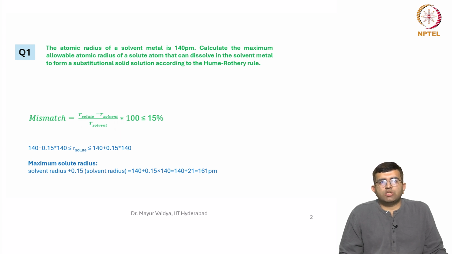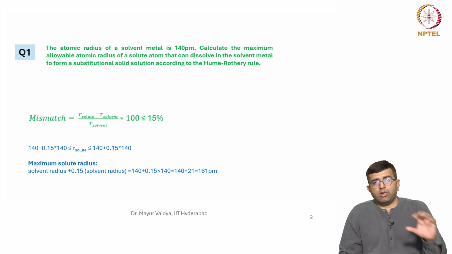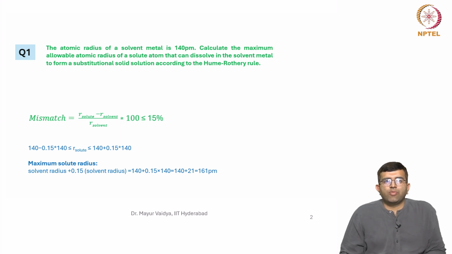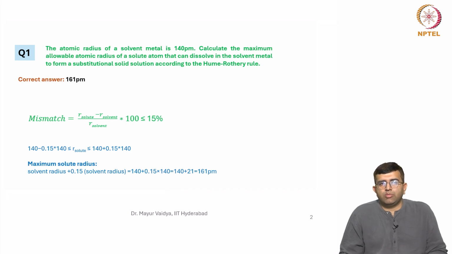So, this can be on the positive as well as the negative side. That means the radius of the solute should be not less than 15% of the atomic radius of the solvent, or not greater than 15% of the atomic radius of the solvent. In the question we are asked the maximum. So, the quantity 140 plus 0.15 into 140 gives us the answer, which comes out to be 161 picometers.